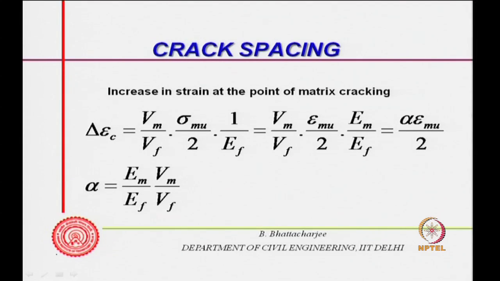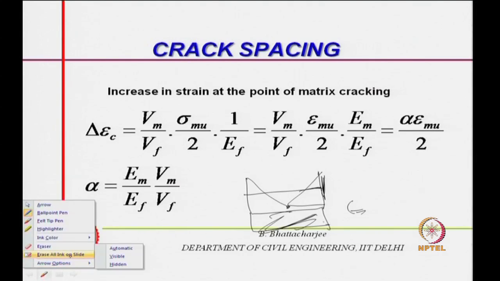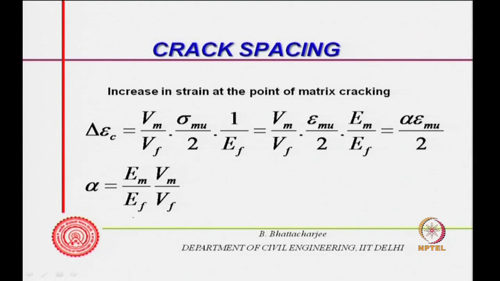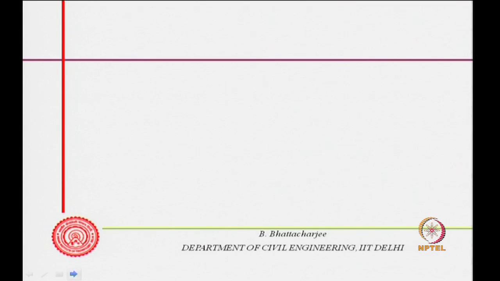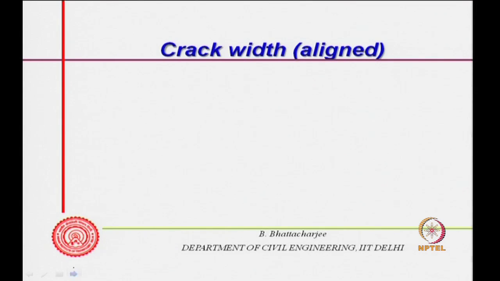So, this is the additional strain in the actual composite, because everything was at epsilon mu earlier. Now, this is the additional increase. This strain we have found out, and half of this, because it goes from 0 to this height. So, half of this average would be simply given by this, and that is how we are finding it out. This gives you alpha, where alpha is defined as E m by E f, V m by V f. So, that is the increase.